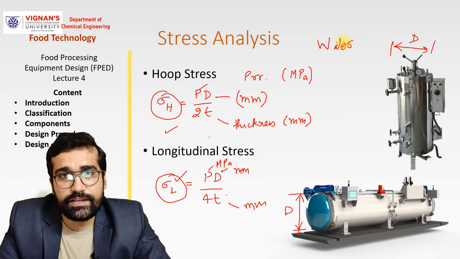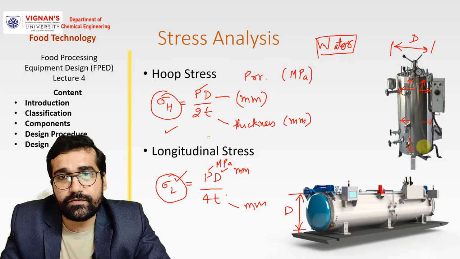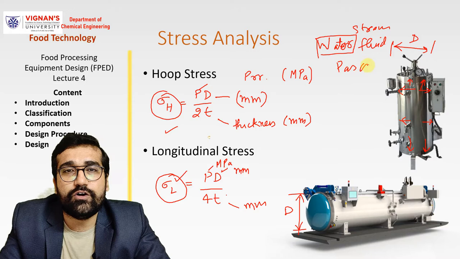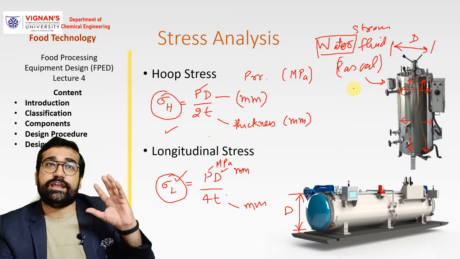There is one property of liquid, that pressure exerted in all the directions will be the same, according to Pascal's law. So on each component of water or steam, because we consider it as fluid, according to Pascal's law, the pressure will be continuous in all the directions, or pressure will be equal in all the directions of the autoclave, in all the directions of the structure.